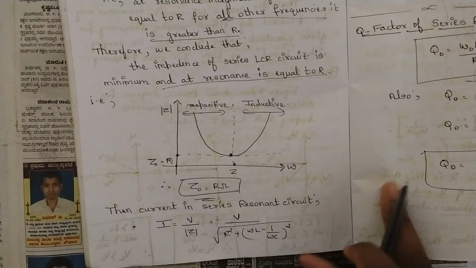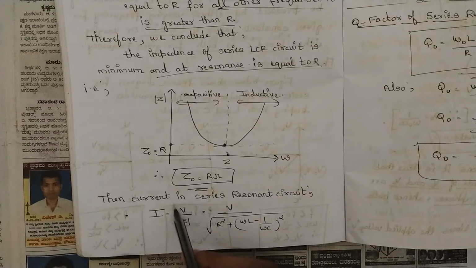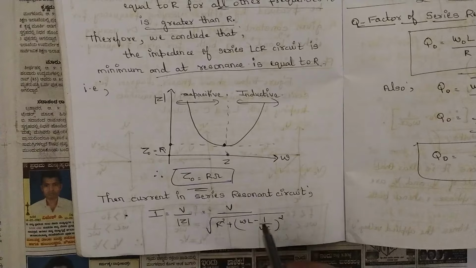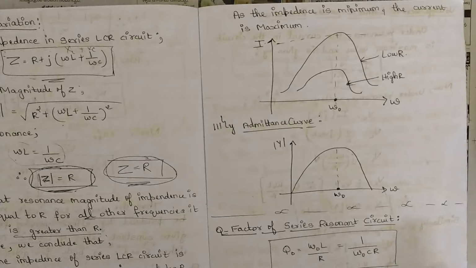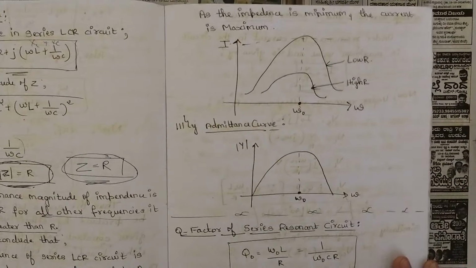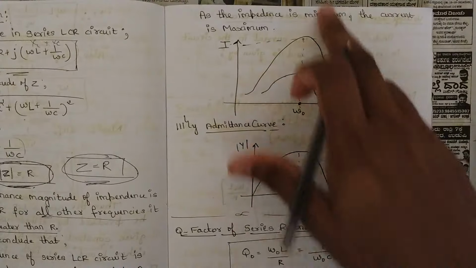Then the current in a series resonance circuit is given as I is equal to V by Z, that is V divided by R, where I have substituted the value of Z, which at resonance is equal to R. So I is equal to V by R at resonance. These are the graphs here, very important graphs, you can note them down.